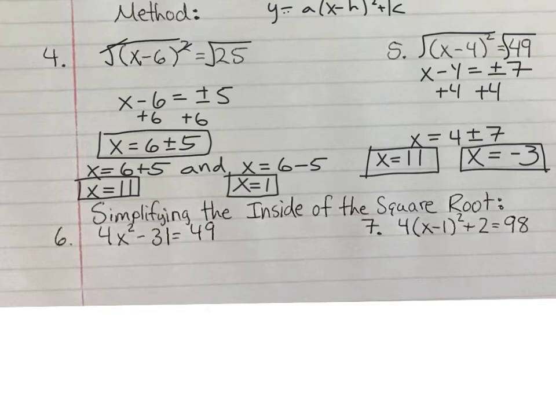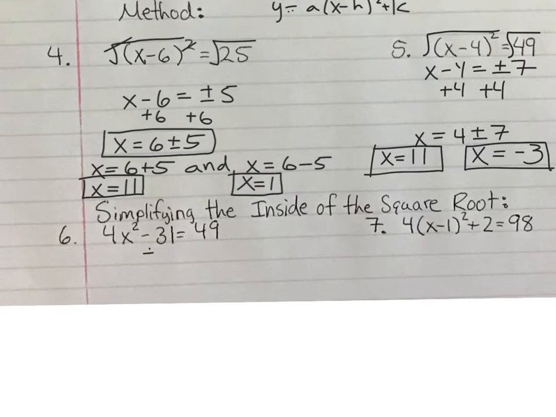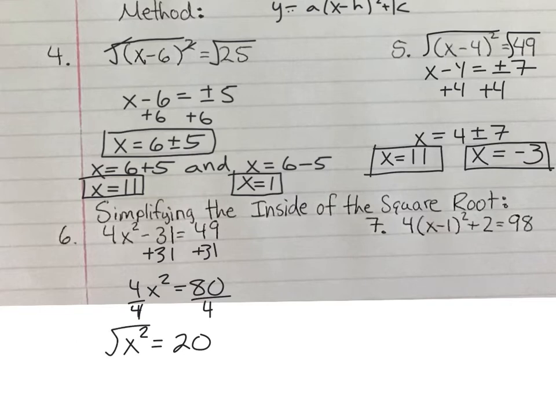So first things first, let's get the x by itself. We're going to add 31 to both sides. So we have 49 plus 31, and that's going to give me 80. And then I have 4x squared, minus, oh, we already got rid of the 31. I just have 4x squared. Before I can take the square root, I need to divide by 4. So let's divide by 4. Then I have x squared equals 80 divided by 4, which gives me 20. And voila. Now let's perform the square root on both sides.